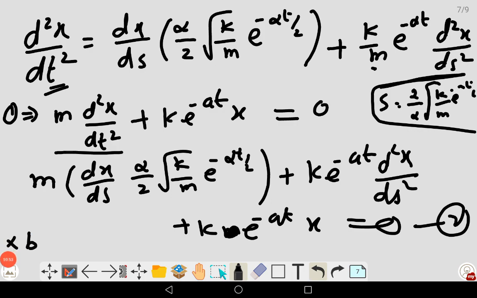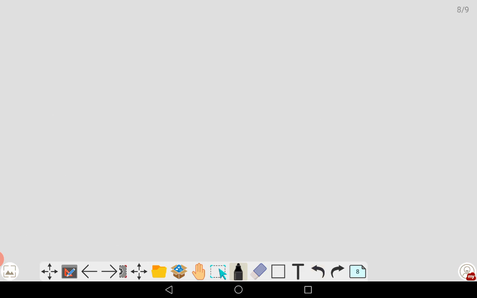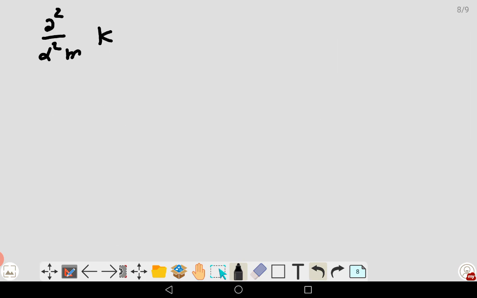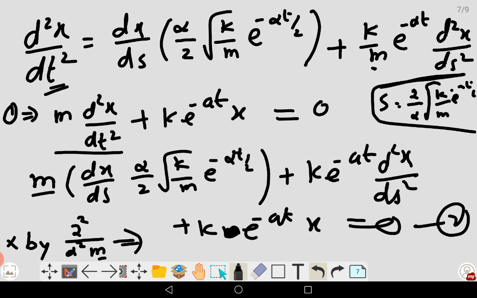So multiply by 2 square over alpha square times m in this equation. Here m and m will be cancelled. 2 square, we will expand this term in the next page. We get first term 2 square by alpha square m into k, square root of, into this constant term we will write first, right? K into e power x into e power minus.